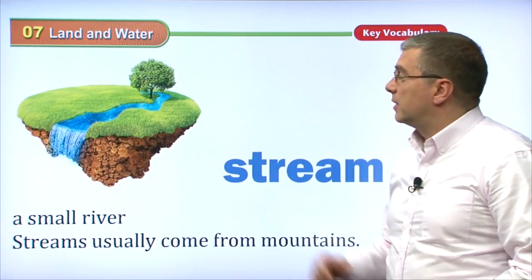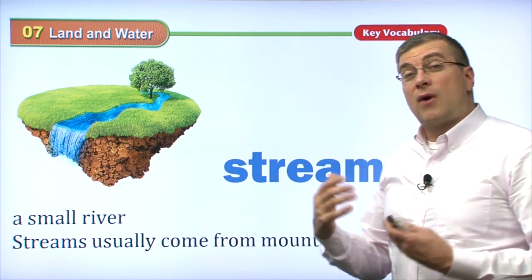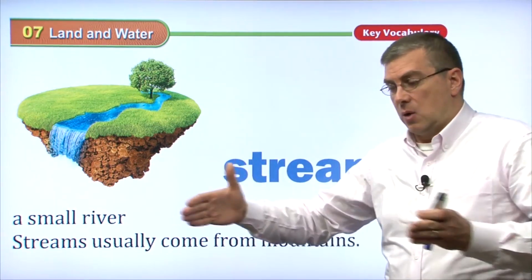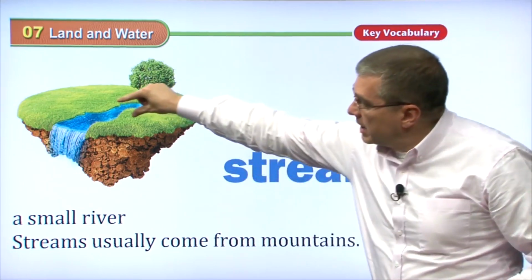Okay, another feature of the land is a stream. Now, we've already talked about rivers, right? Rivers are very big, they're very wide, but streams are very narrow.